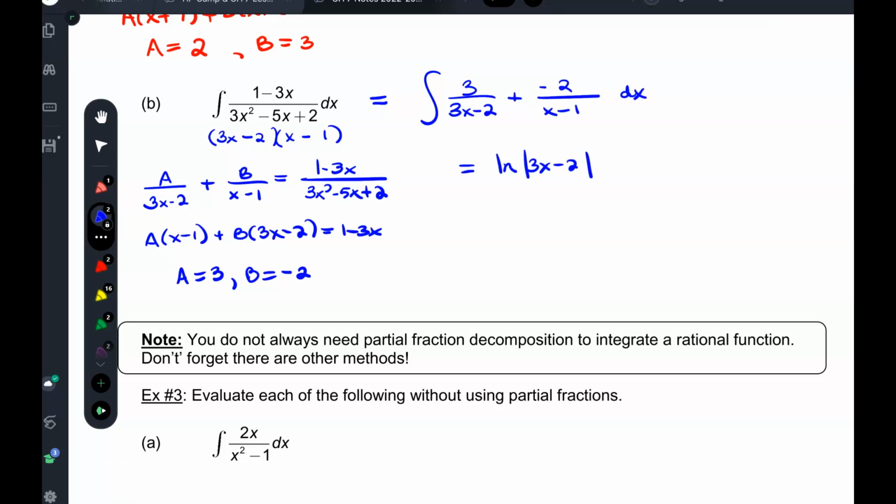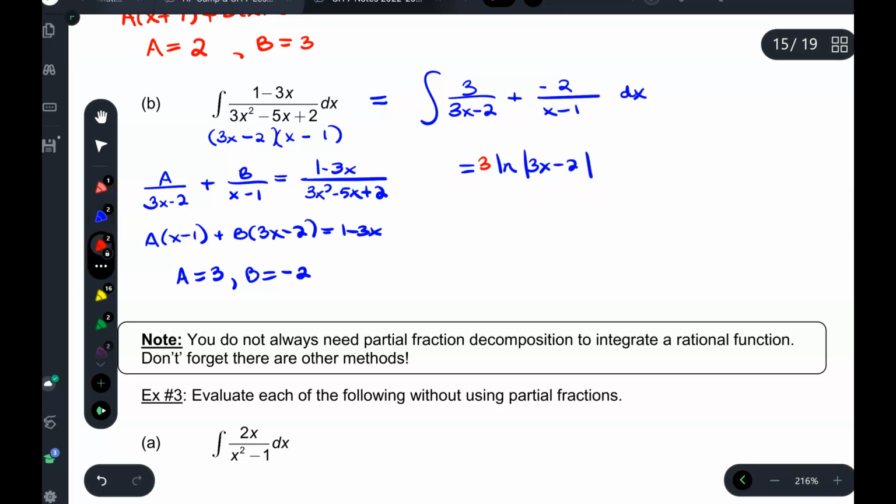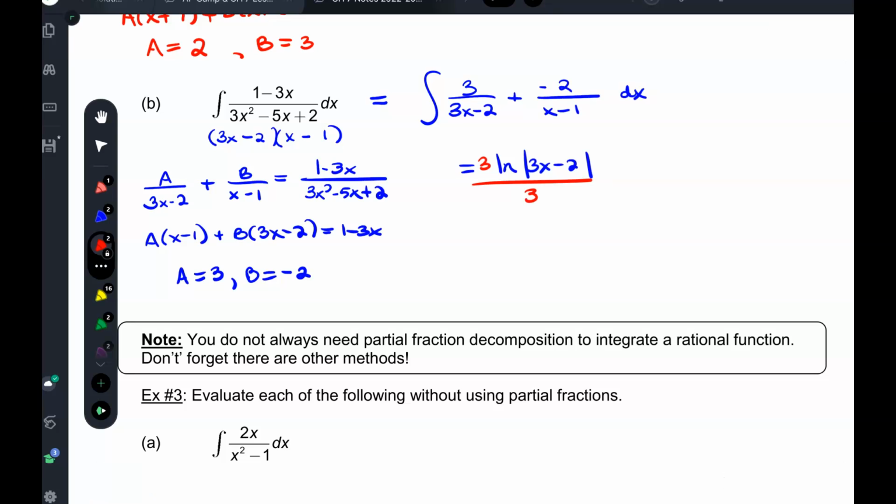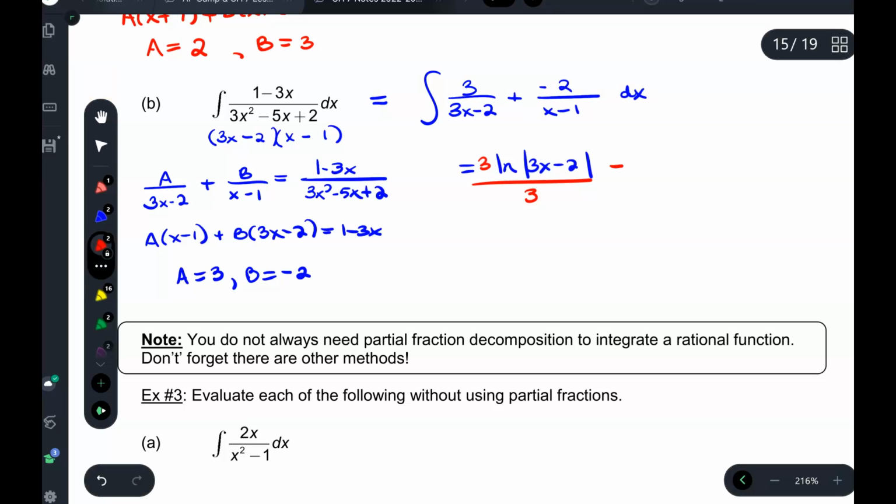Where's the 3 and negative 2? Well, here you would have a 3 in front, but then it's backwards u substitution kind of stuff, right? Backwards chain rule, that is. You have to divide by the coefficient of 3x minus 2, which is 3. And this one's just going to be minus 2 natural log of x minus 1. And you're dividing by 1 just secretly. Yep. Very secretly.